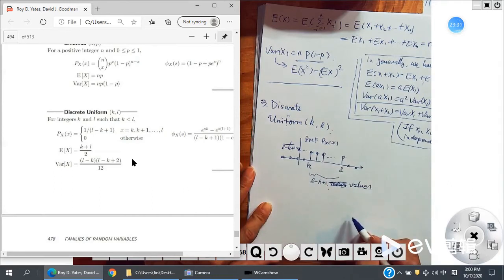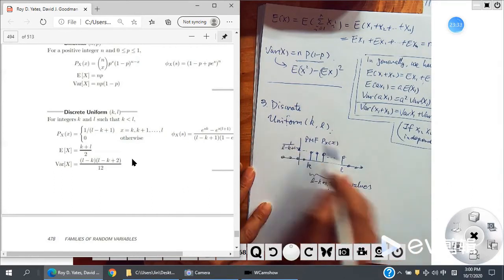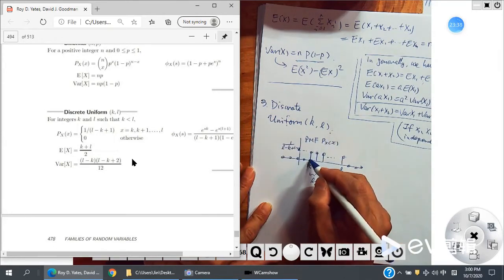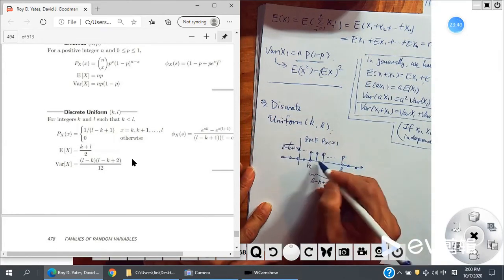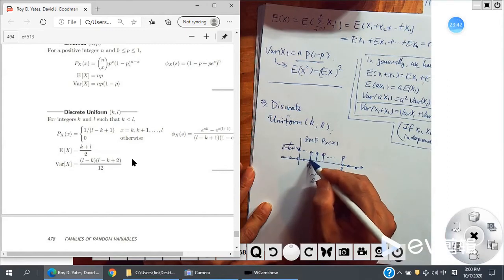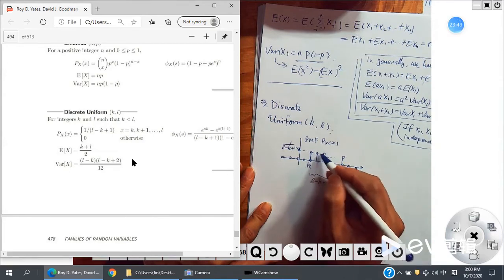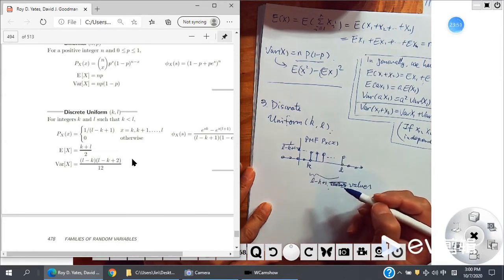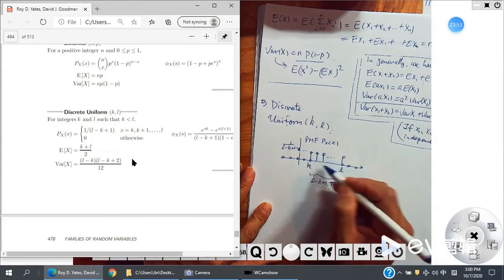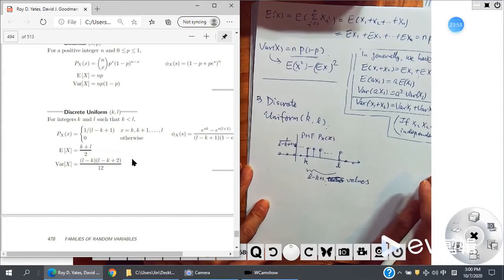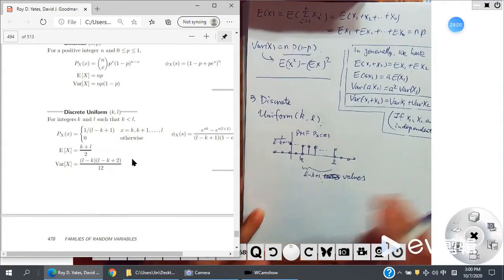Got it? So this is a uniform distribution. That means this random variable will take a value between K and L, and for these integers between K and L, each has the same probability to happen. This is the mass function.